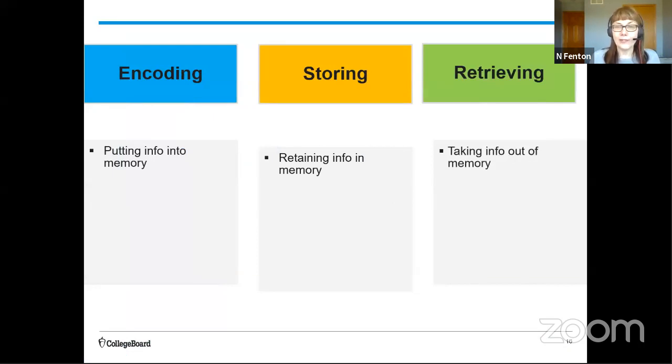Okay, encoding, storing, and retrieving. So this is memory, and it can be seen as this process of encoding, kind of typing things on your computer, for example, storing, hit save, and then retrieving, pulling it out of memory.